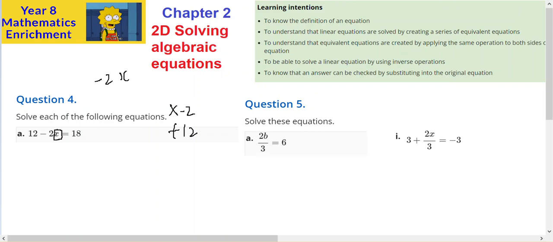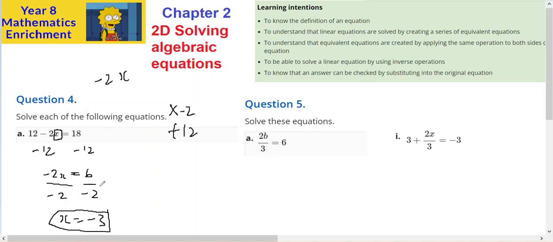So in order to get the x by itself, I'm going to minus 12 from both sides, and that will give minus 2x equals 6. Then I'm going to divide both sides by -2, which means x equals -3. Now, if that is the case, when I place -3 there, -2 times -3 is positive 6, and then 12 plus 6 is 18, so that's correct.